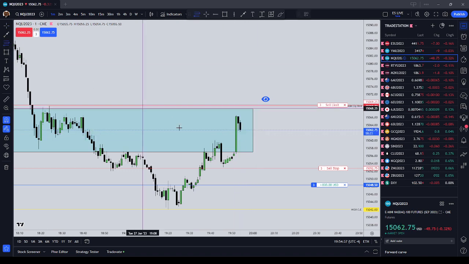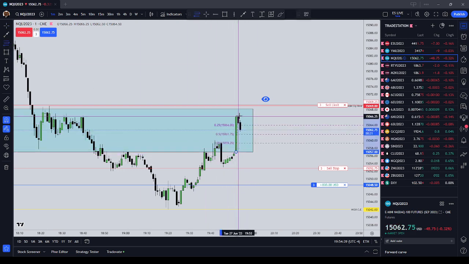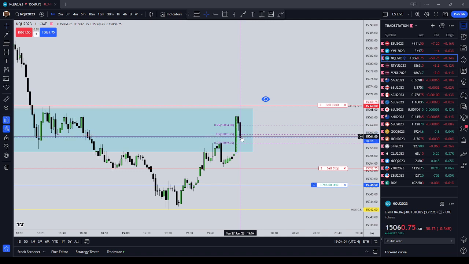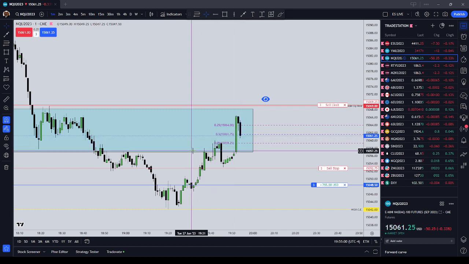Always like to use our 50%. 50% of this bodied candle comes in at 061 spot 75. Let's see if we get a reaction off 061 spot 75, factoring the spread. 061 spot 50. Low comes in now at 060 spot 75. That's a 1-point spread.